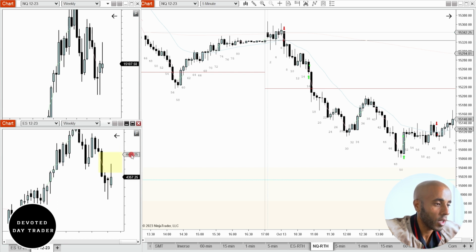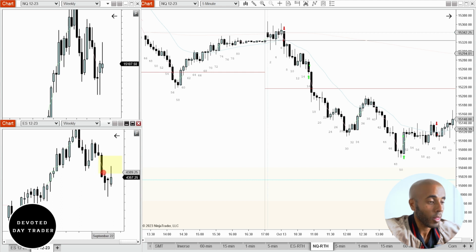It also tested the open of this candle, which is an order block, a bearish order block. These two candles, it tested the open of it. So the open of this candle is 4431.75, and the high of this is 4430.50. So I was looking for a setup on the 5-minute chart to go short, because price has tested on both the weekly and the daily chart on both NQ and ES that it was at resistance.